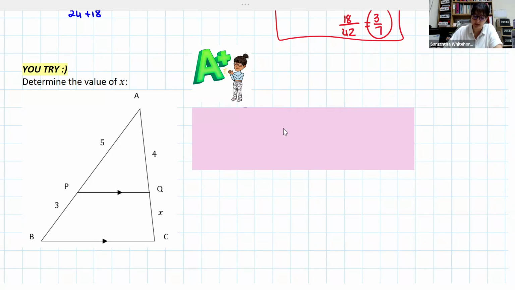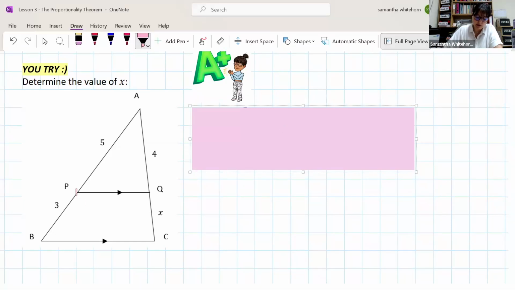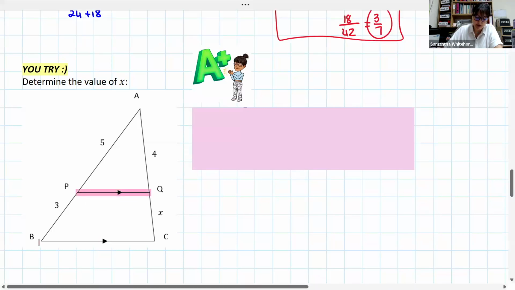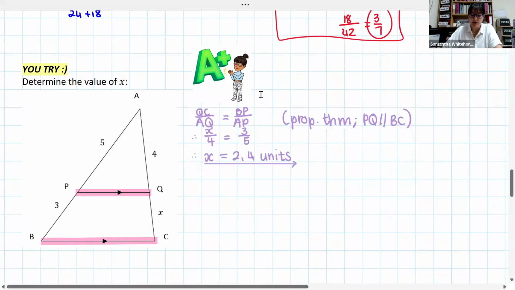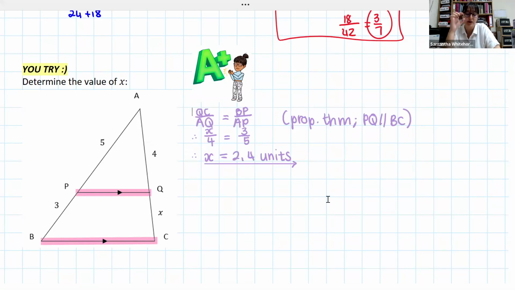Yeah, I like these answers. Nice, guys. Okay, so if we just have a look, we've been given a triangle where PQ is parallel to BC. And so that means we've got proportion theorem happening. We are looking for X, so bear that in mind as you start to set up your ratios. But if we have a look, this is essentially what we need to be doing. So we've got QC, which is X, over AQ, because we were given that 4, is equal to BP over AP or PA, whatever. You substitute in what you know, and you get X is 2, 4.